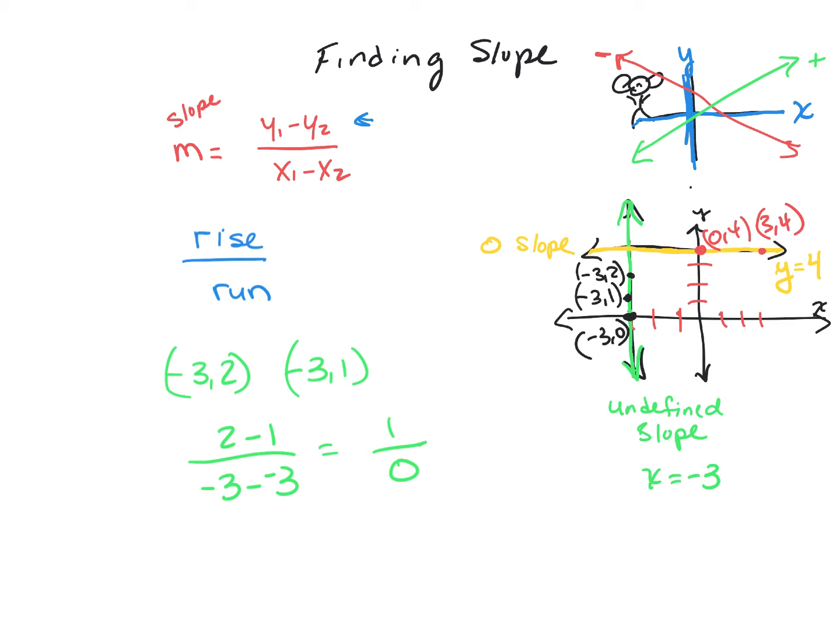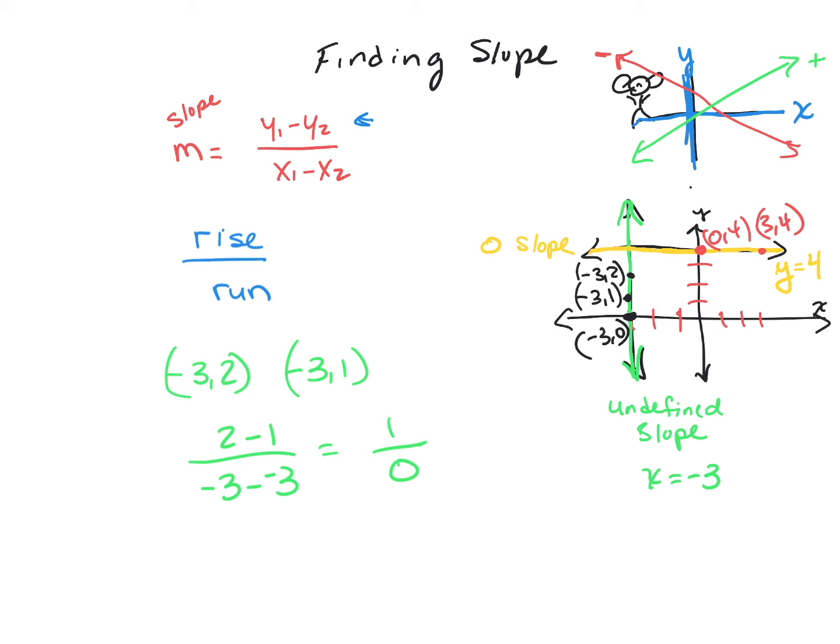If you were to put this problem in your calculator, it would say cannot divide by 0. You would get an error message. Whenever you get that error message, it's undefined slope, okay? Because a 0 in the denominator is undefined.